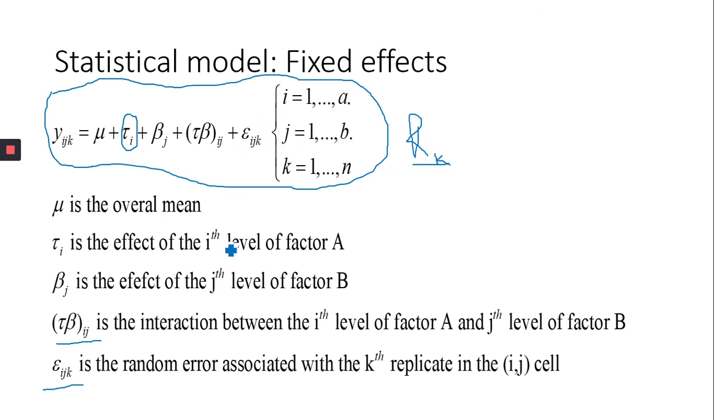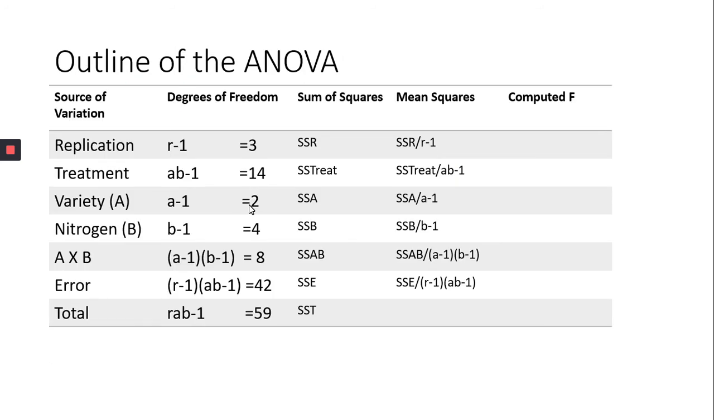So we are going to have the SSR, SSA for variety, SS nitrogen, SS interaction, SS error. By looking at the statistical model, that is why we introduced this statistical model, because it helps you to appreciate how the total sum of squares will be broken down into the different components. Like what I said, this is going to be our analysis of variance.